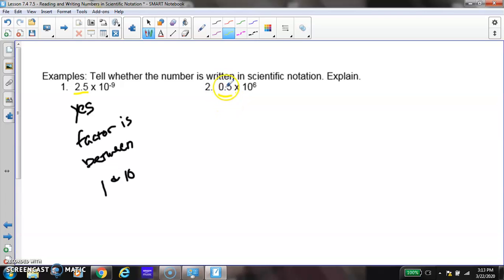If I cover up the 5, 0 is not a number that's between 1 and 10, so it doesn't pass the test. So this is not a number that's in scientific notation because your factor is less than 0. Actually, I'm sorry, less than 1.